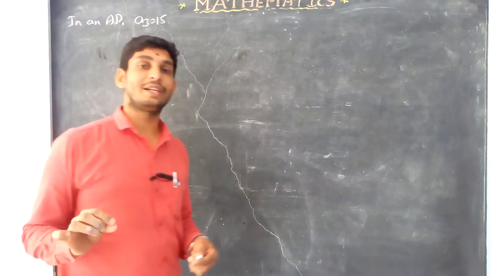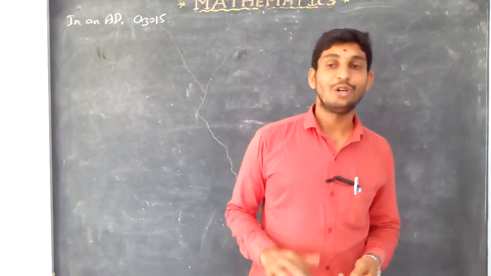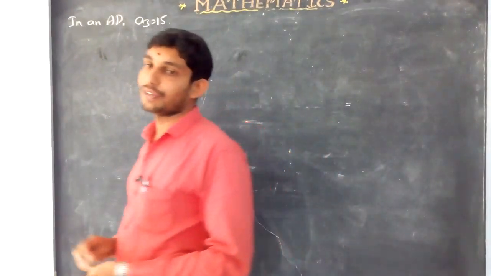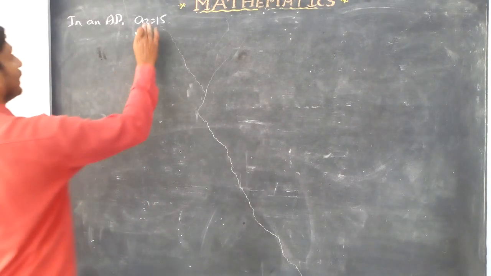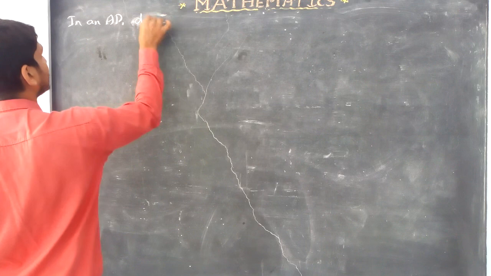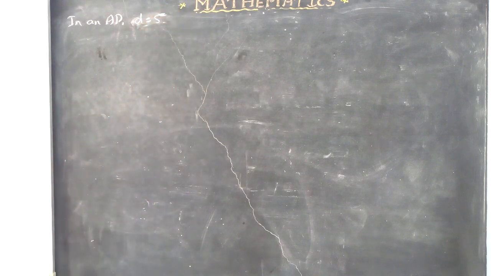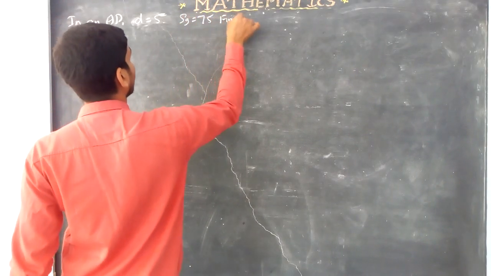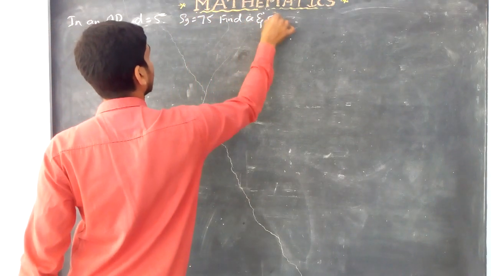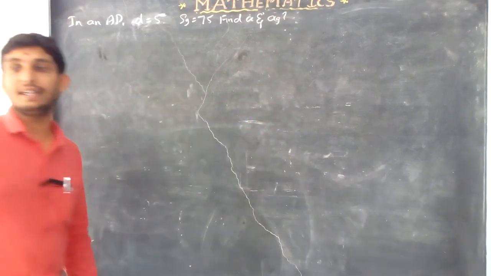It is a lengthy problem, that's why usually they will use this one for 3 to 4 marks. Okay, let us continue with the next problem. Question number 5 is like this: in an AP, d is equal to 5, s9 is equal to 75. Find a and a9 is the question.